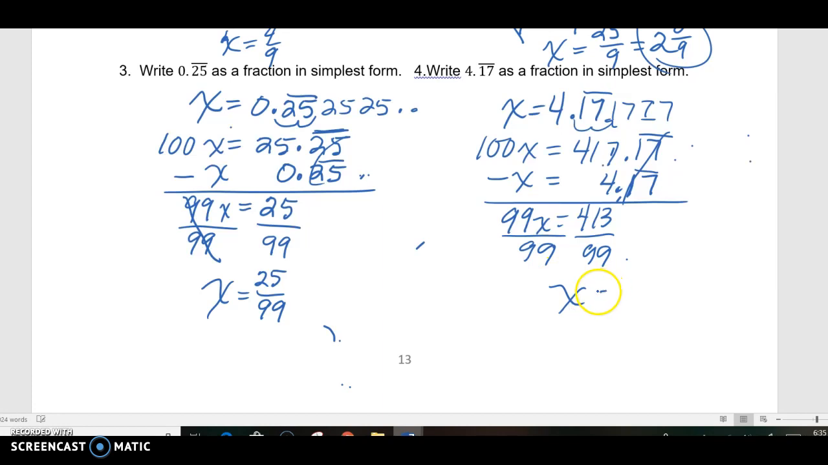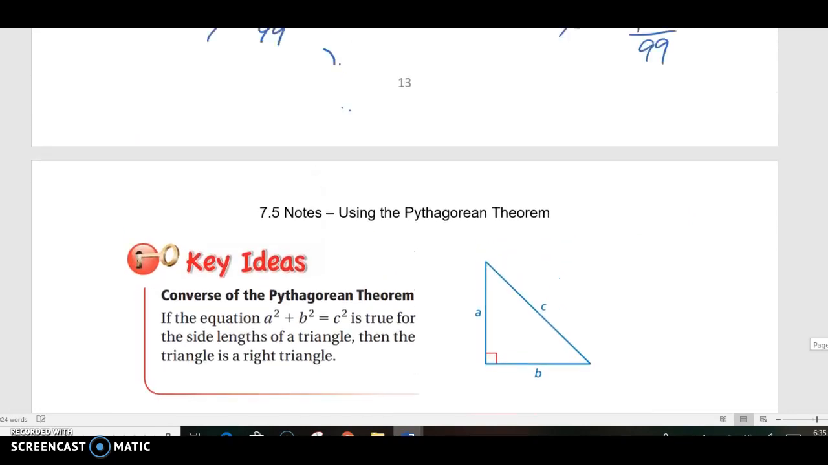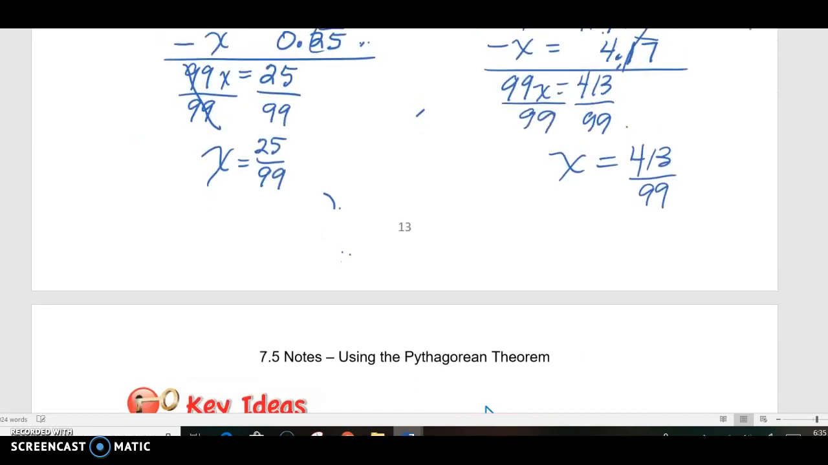So x is equal to 413/99. Okay, and I'm just going to leave that. I know you can write it as a mixed number. We'll talk about that in class tomorrow, but I'm just going to leave that for right now. And let's see, down here at the bottom, I've got a smidge of space.